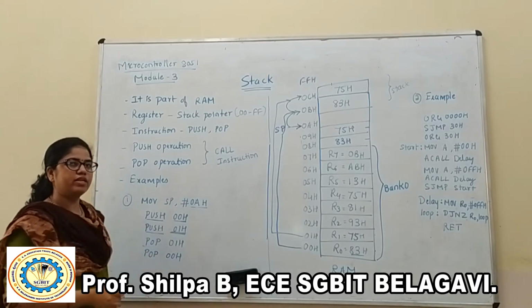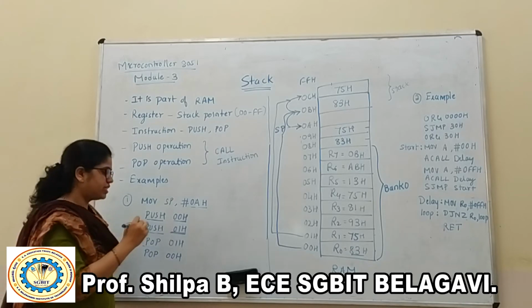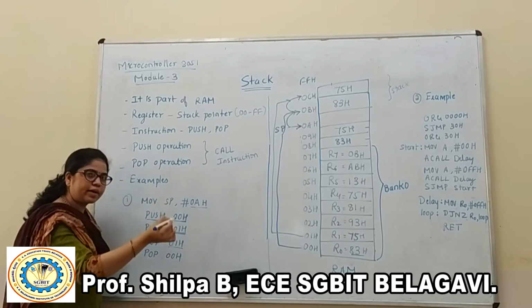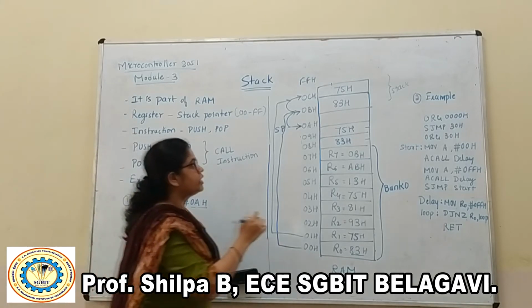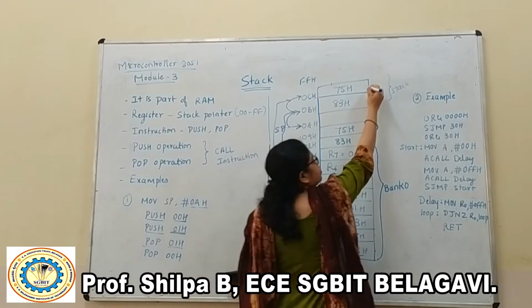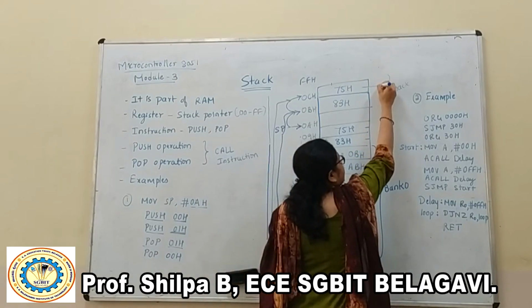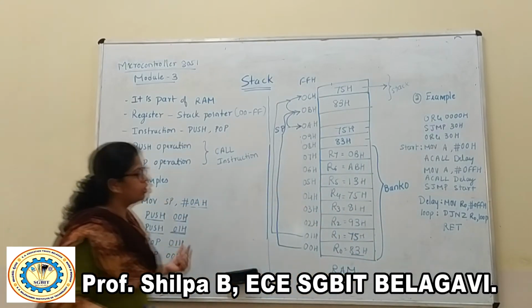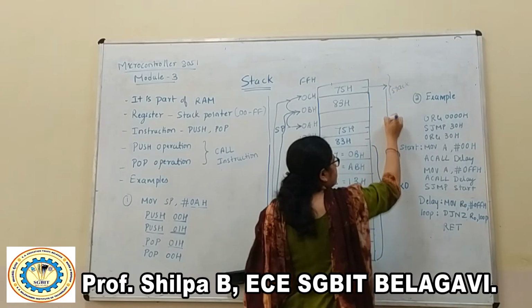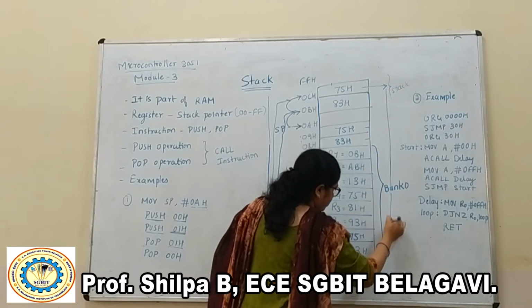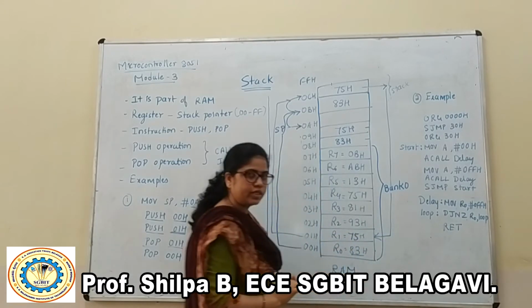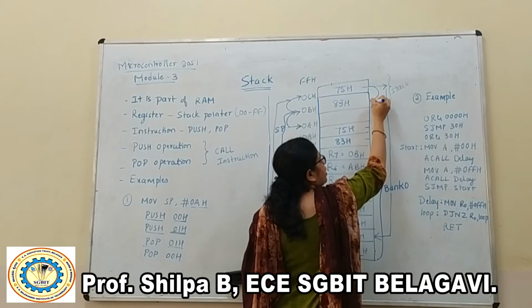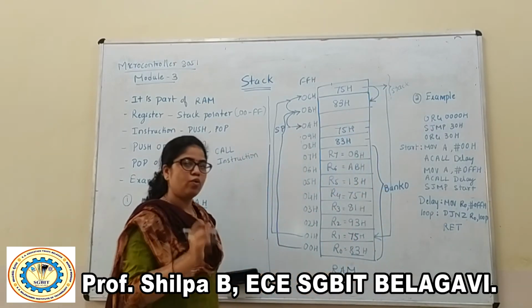Whenever the 8051 sees the pop instruction, first it takes the data from the mentioned address, then it decrements the stack pointer by one position. Whenever pop appears, the data 75 comes out and is loaded back into 01H. Then it decrements the stack pointer by one position.